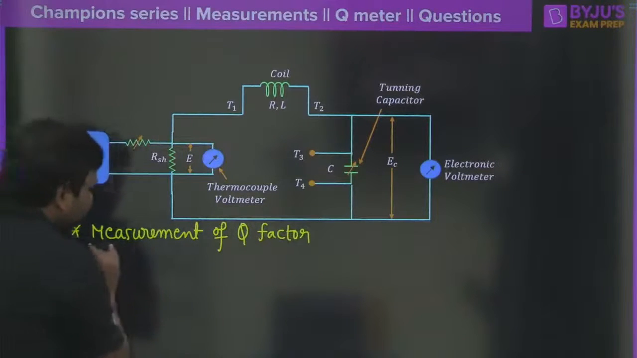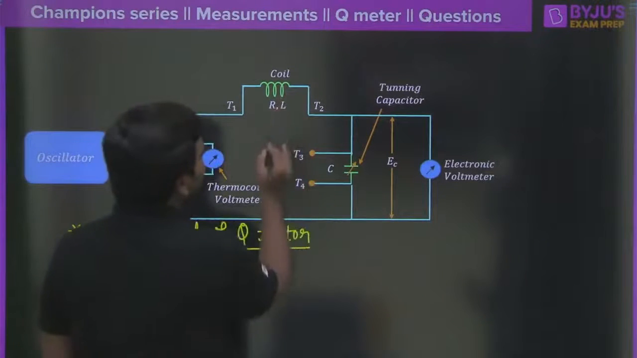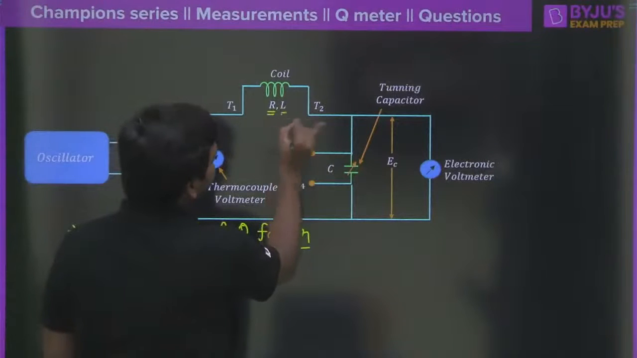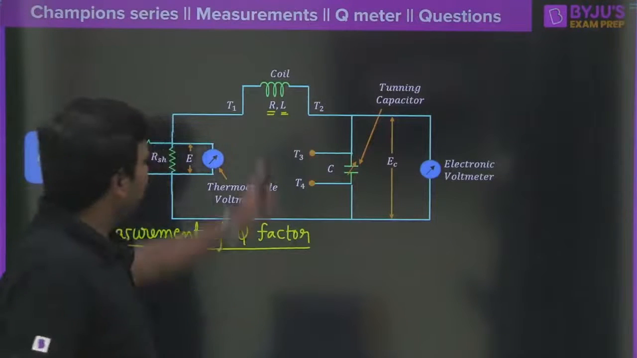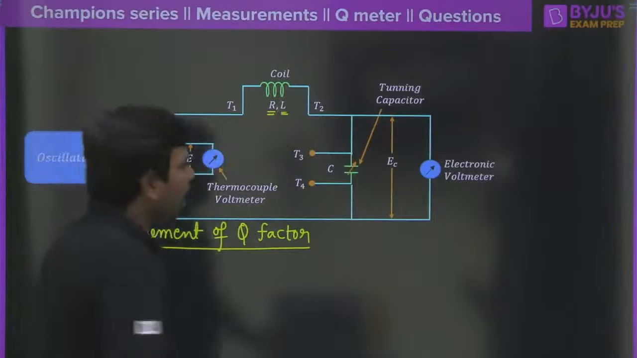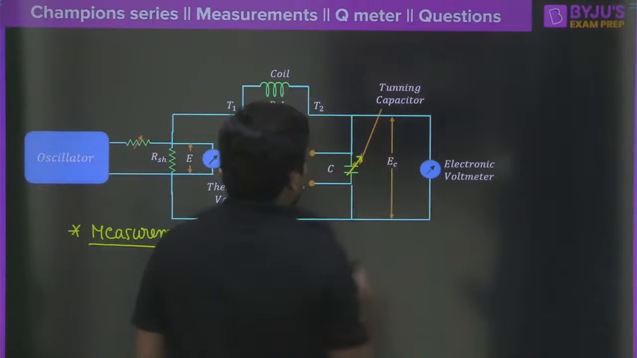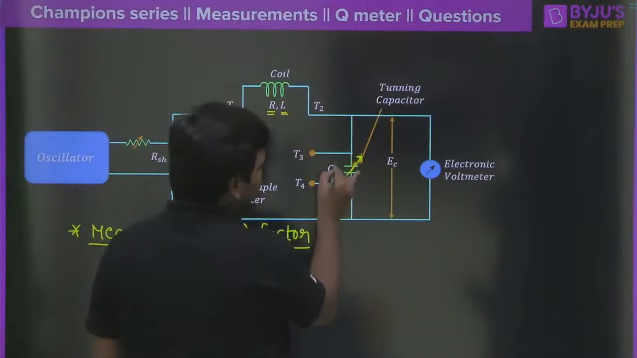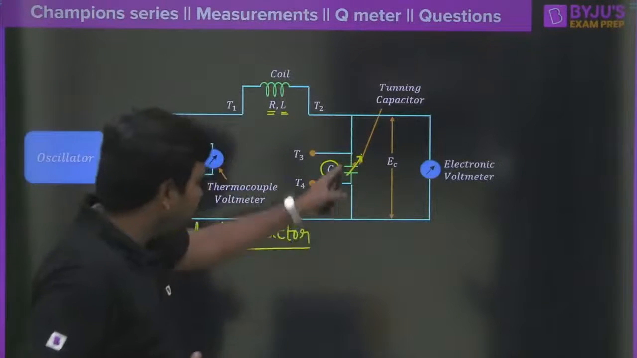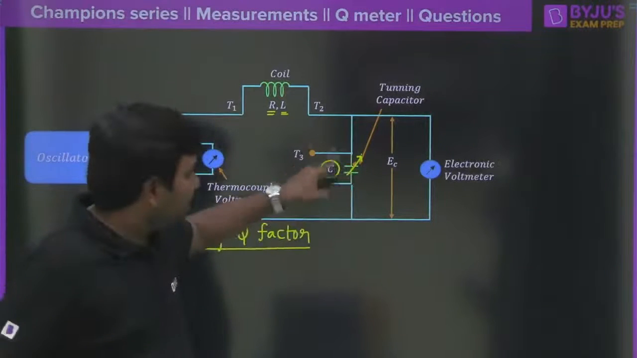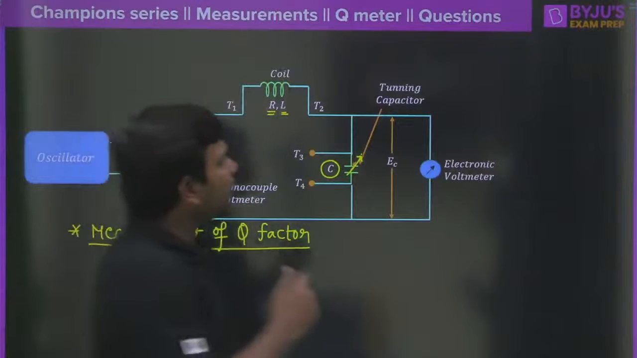We all know that when we connect a coil like this, the coil will have a resistance and inductance. No doubt about that. And what we do is tune this particular capacitor to some value. That means this capacitance is known to you, because you are only changing its capacitance such that resonance will occur. What is the resonant frequency here?